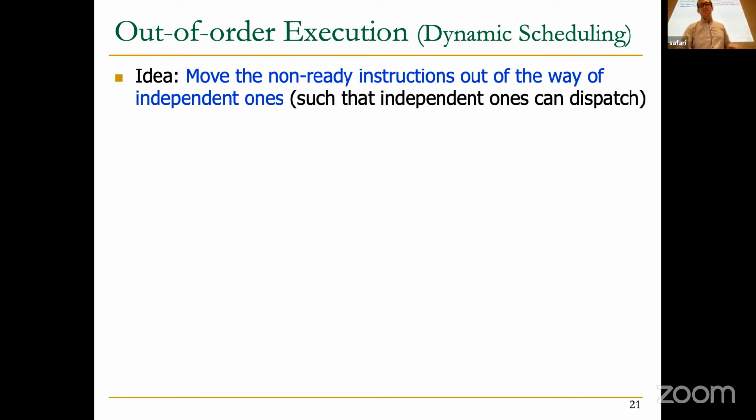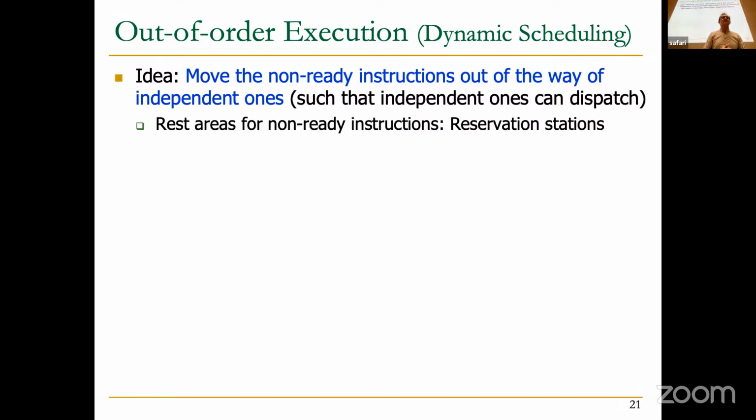Okay? That's the beauty. So you can think of, at the beginning of the pipeline, we're going to add a big buffer called reservation stations, and all of the instructions are going to get buffered there until they're ready to execute. You can also think of this as rest areas for non-ready instructions. If you're driving on the highway, when you need to stop, you don't stop in the middle of the highway, right? If you do that, you may have a lot of trouble with people behind you.